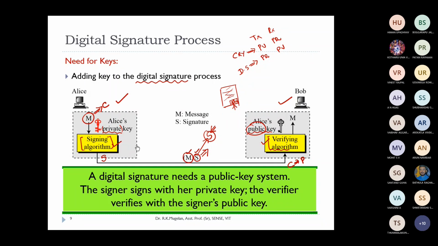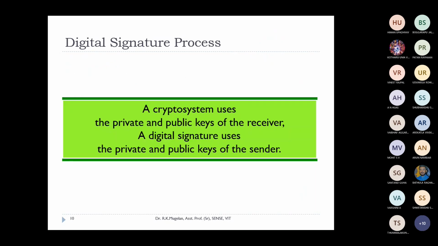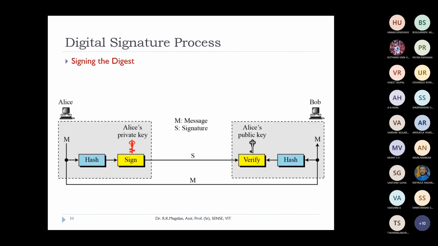Is it clear? I think you will get a clear picture if you discuss different algorithms and digital signatures. Is it clear so far? Yes, sir. As I said, the crypto system will be using the private key and public key of the receiver, whereas in the digital signature process, you'll be using the private and public keys of the sender. So there's no other process in this one.